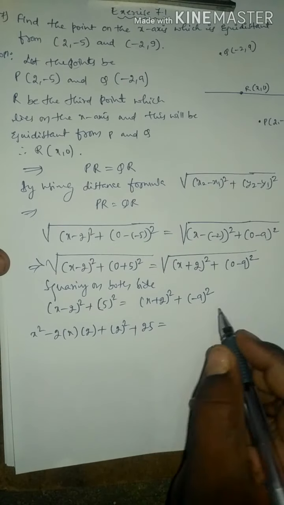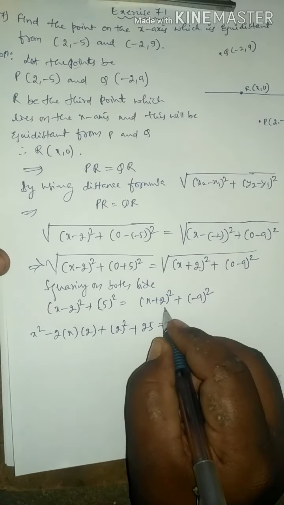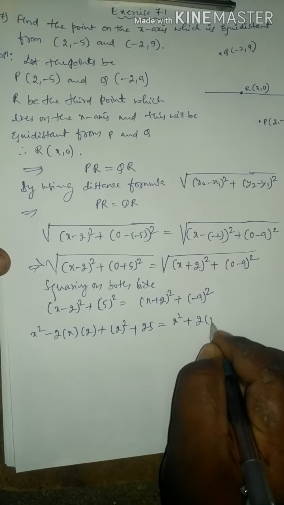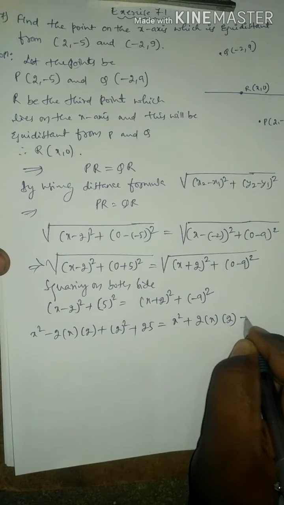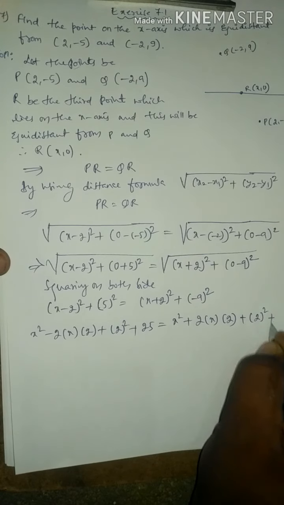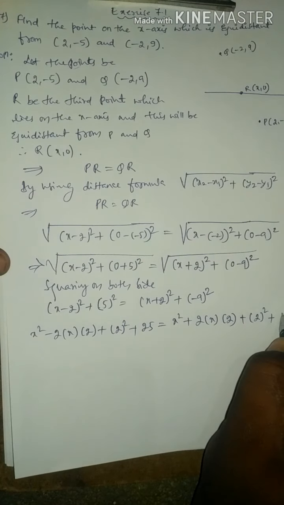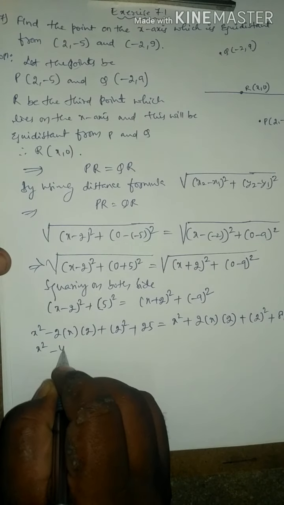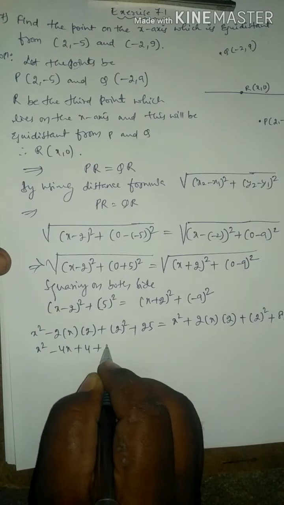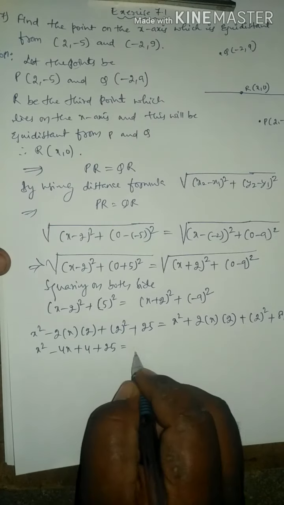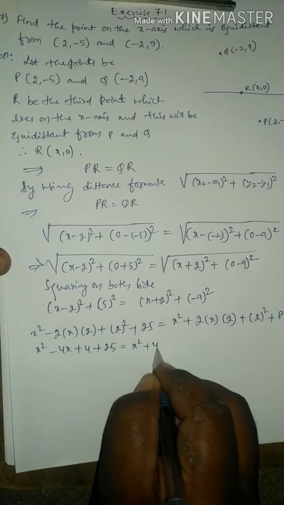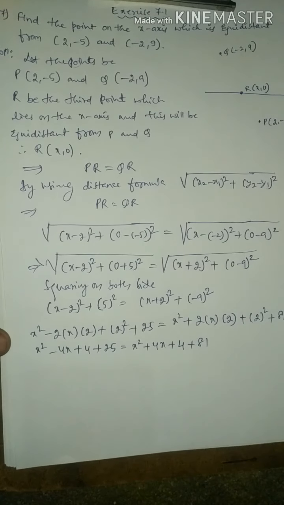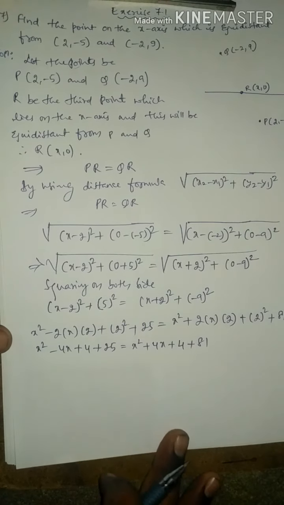This is equal to, here this one you have to simplify by using the (a plus b) whole square formula: a square plus 2ab plus b square, plus (minus 9) square is 81. So now x square minus 4x plus 4 plus 25 is equal to x square plus 4x plus 4 plus 81. Now we have to find out the value of x.